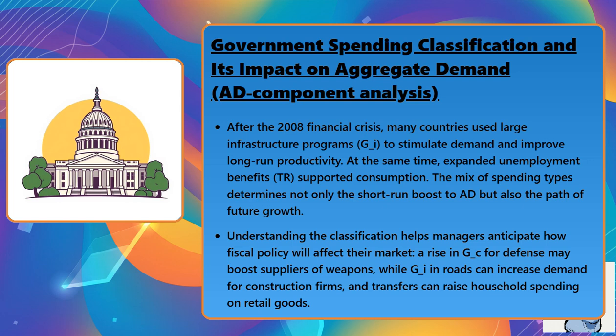A rise in G sub C for defense may boost suppliers of weapons, while G sub I in roads can increase demand for construction firms, and transfers can raise household spending on retail goods.